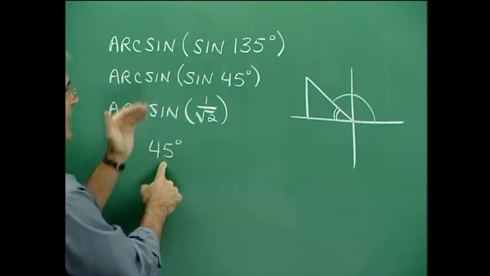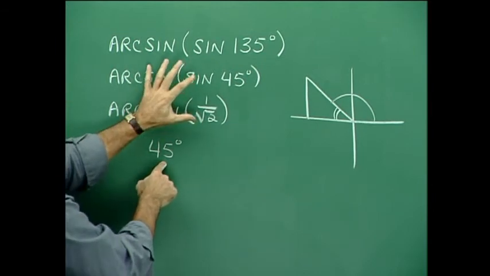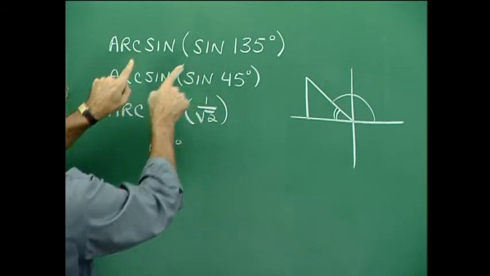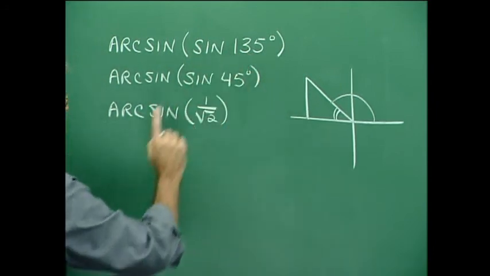So it's just something that we have to be a little bit cautious about and realize that it's not always true that if we're just undoing inverses, we get the angle that appears in this position. So just be careful about that.